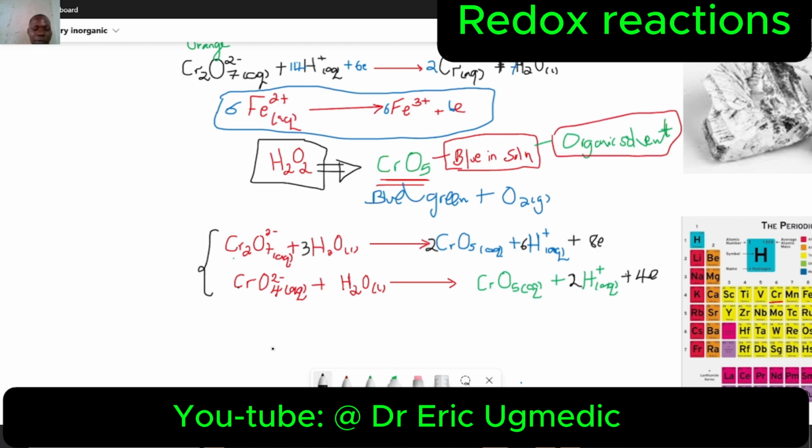Then what of the hydrogen peroxide? So we'll have hydrogen peroxide. In this case, it's acting as an oxidizing agent. Why? Because it will be receiving these electrons that have been released from these two. So it will be acting as an oxidizing agent. So we have this hydrogen peroxide, and then you have hydrogen ions from here that will be released.